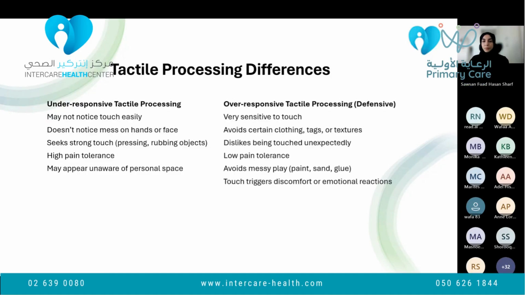So if the child is over-responsive, here the child will avoid the touch. It will be completely the opposite. They will be very sensitive. They will avoid specific textures, or for example, in our clothing, we have the internal tags. These could be really aversive for them. They will dislike being touched or hugged or touched by another person.